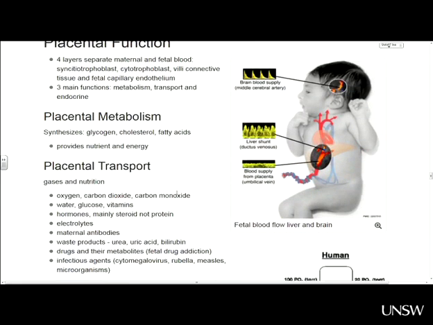So there are 4 layers separating the blood, and the placenta is an endocrine organ. It makes hormones, so it has other functions as well. It synthesizes components needed for nutrition: glycogen, cholesterol, and fatty acids. So it acts like a liver, if you like. It's got the ability to metabolize substrates and manufacture products for the embryo and fetus.